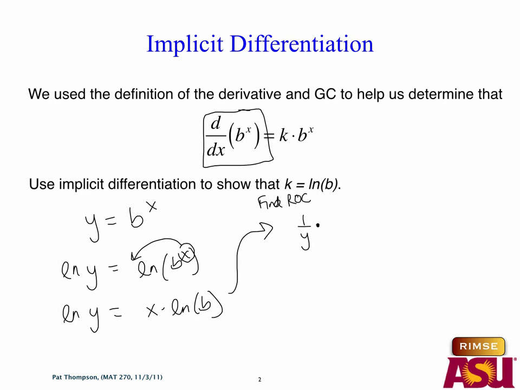One over y times y prime. What's the rate of change of the right-hand side? So what kind of thing is this on the right-hand side? Is it a product of interesting things? This is a constant times x. What's the rate of change of a constant times x?